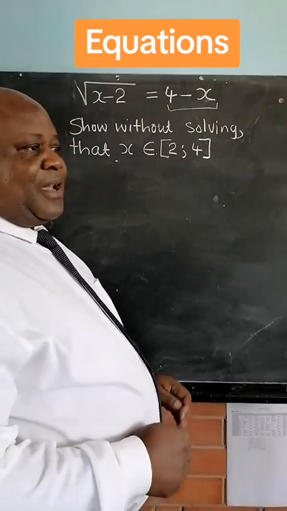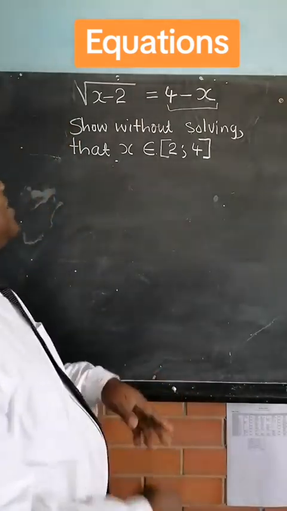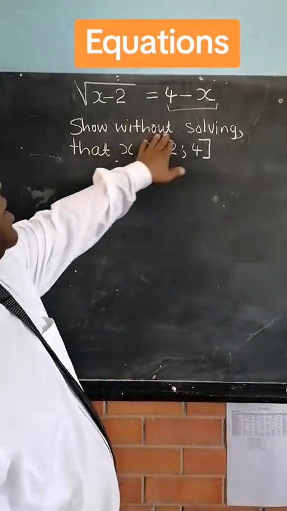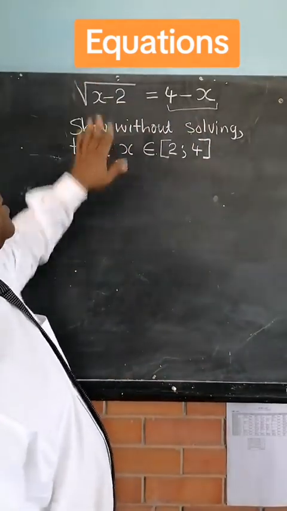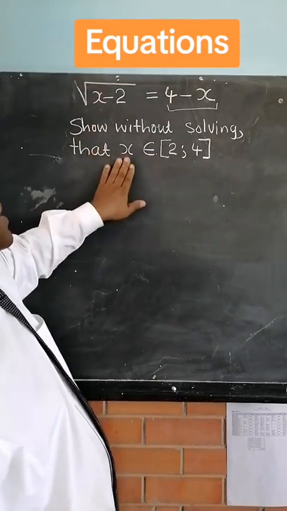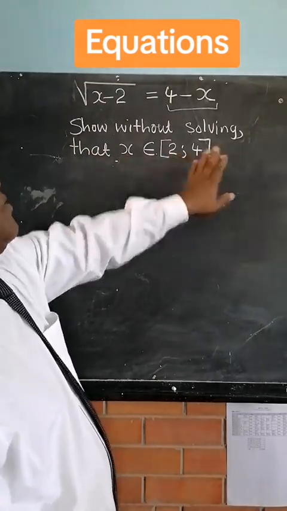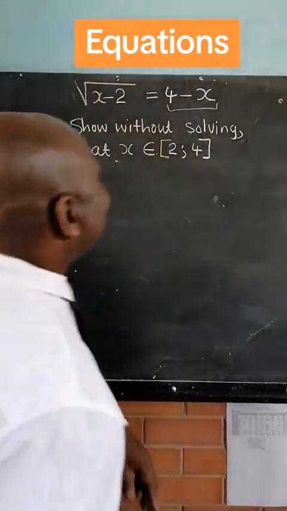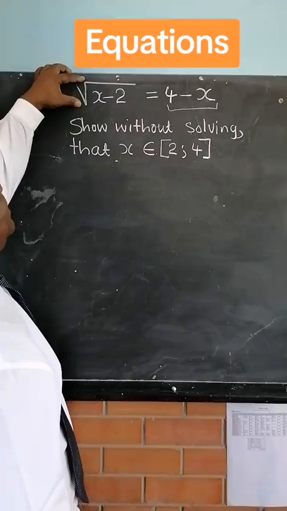Good day all. In this video, let us look at this question. We want to show, without solving this equation, that x must lie between 2 and 4. We do so by looking at the left-hand side.